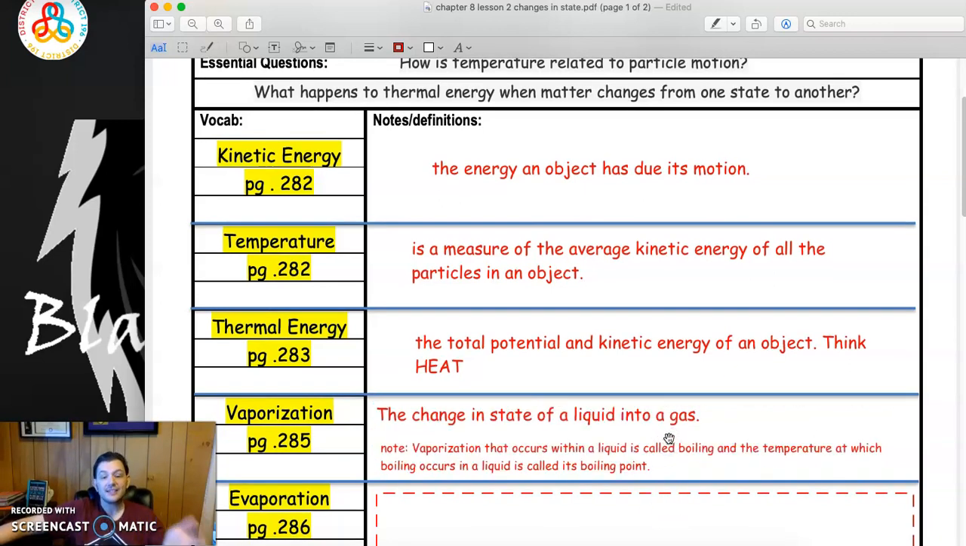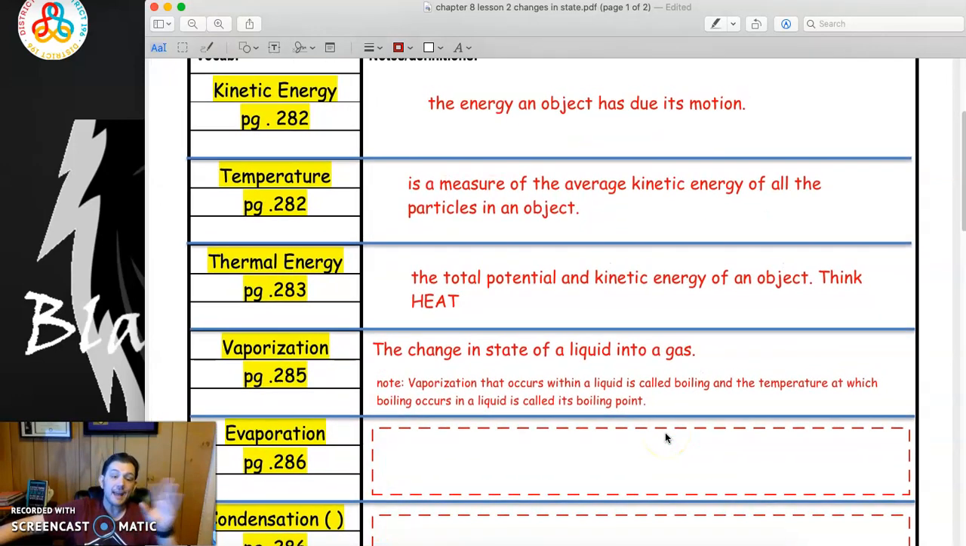Vaporization is the change in state of a liquid into a gas, okay? Vaporization, there's two forms, and I want you to note this first form in the same box. Vaporization that occurs within a liquid is called boiling, and the temperature at which boiling occurs in a liquid is called the boiling point. Now, what's really interesting for Celsius is that water boils at 100 degrees Celsius. It's a perfect even number. In Fahrenheit, I think it's 212, but it's way easier. That's why we use Celsius. 0 degrees Celsius is where water freezes, and 100 degrees Celsius is where water boils, okay?